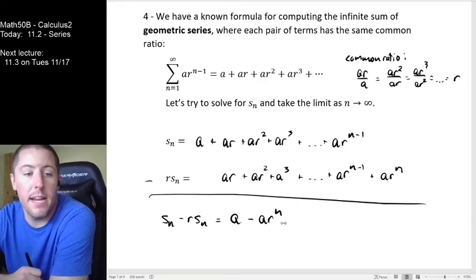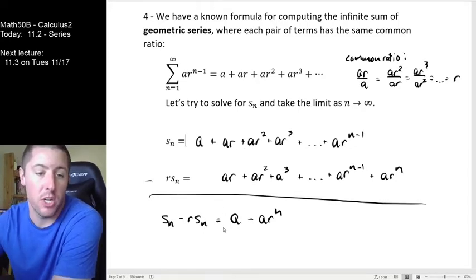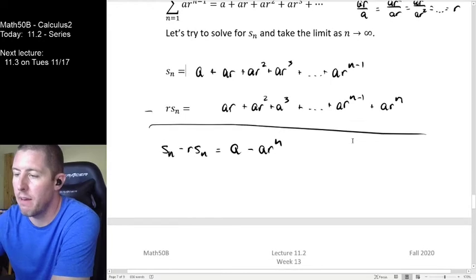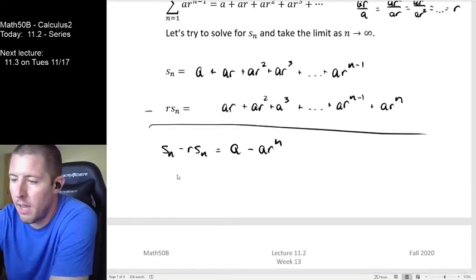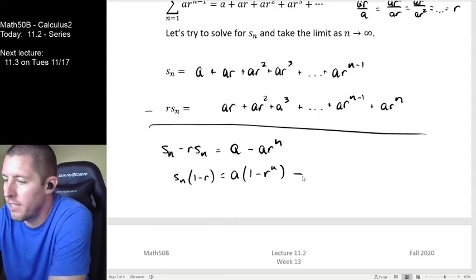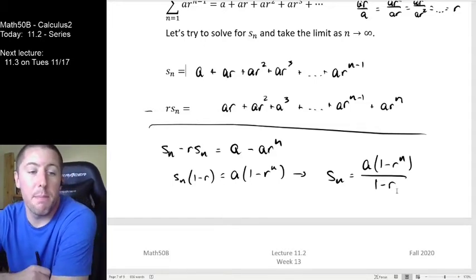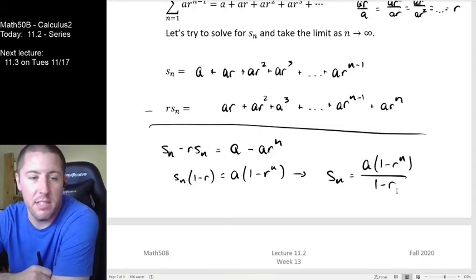Remember, our goal was to find a simple closed form expression for S sub n. So that's what I'm trying to solve for right now. I've reduced myself from a situation where I had n terms to discuss to a situation where I have guaranteed only 4 terms to discuss, which is obviously a huge benefit to us here. So now I'm just doing a little bit of algebra. I'm going to get S sub n times 1 minus r equals a times 1 minus r to the n. And I just have to do one division step and we are good to go. All right. So this says to me the partial sum of any geometric series is right here.